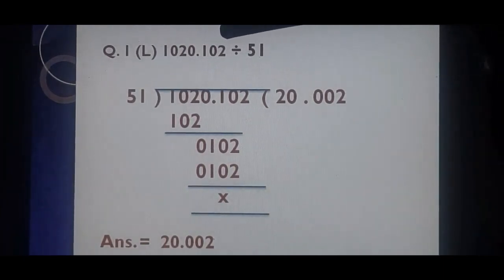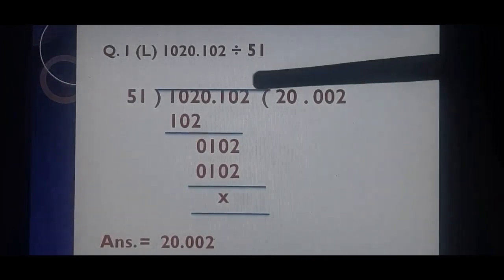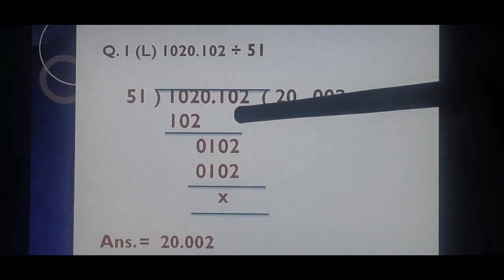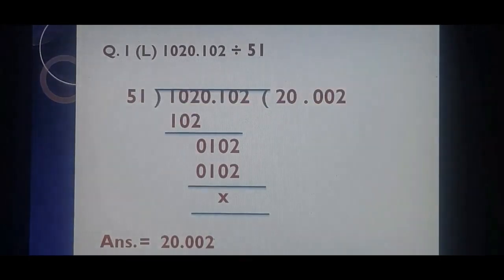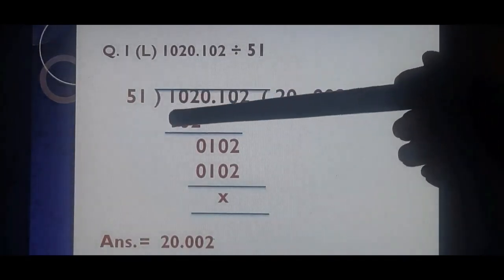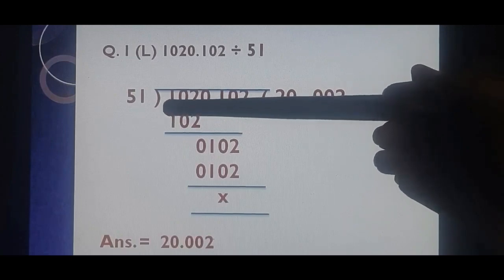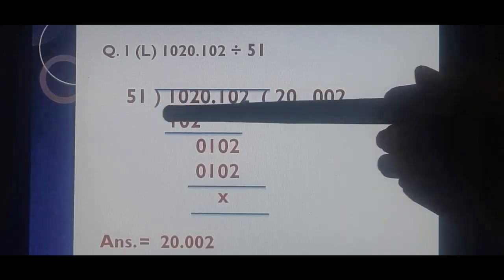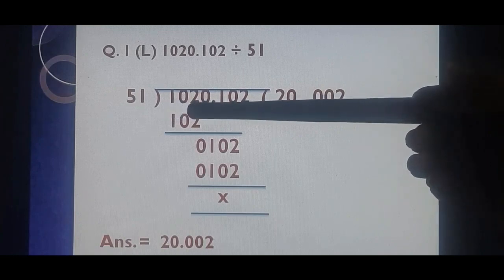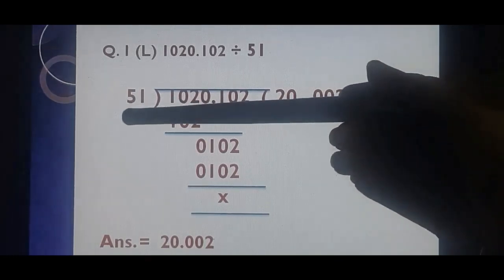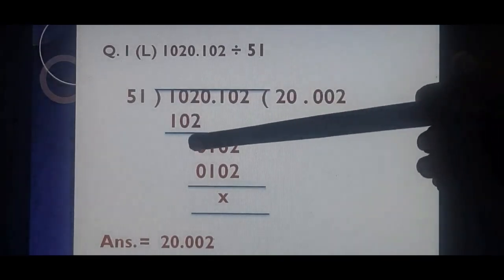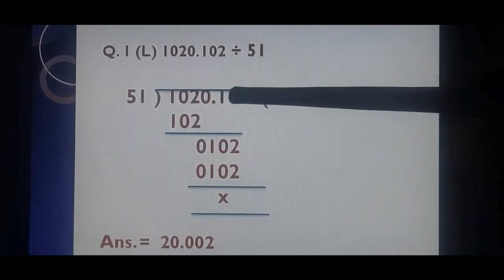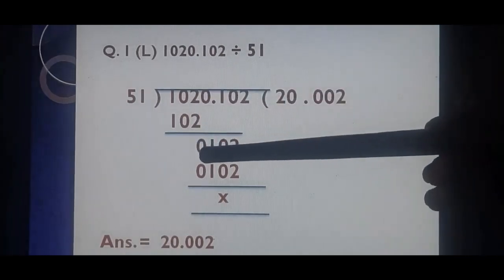Now question number 1, L part. 1020.102 divided by 51. So write down the dividend, 1020.102. Put the division sign. The divisor is 51. Right. Now here see, 1 is less than 51. 10 is also less than 51. So we will take the next digit, 102. 51 2s are 102. 102 minus 102, the remainder is 0.